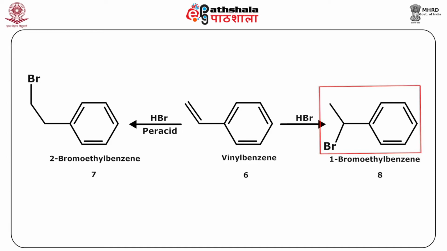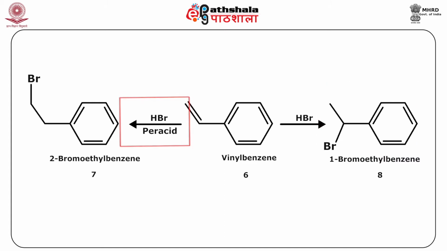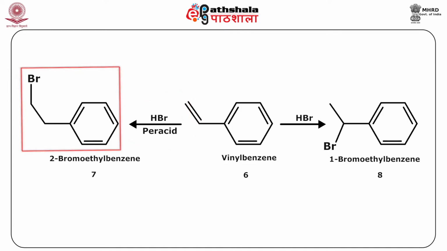benzene through Markovnikov addition. The same reaction, however, if performed in the presence of peracids, undergoes anti-Markovnikov addition to give 2-bromoethyl benzene 7. It is to be emphasized here that the regioselectivity of the two reactions gives two different products.